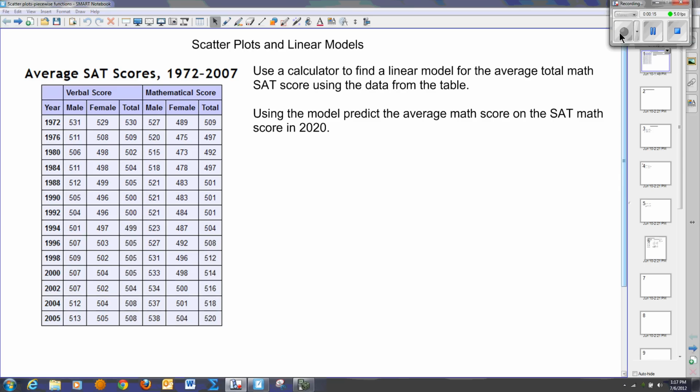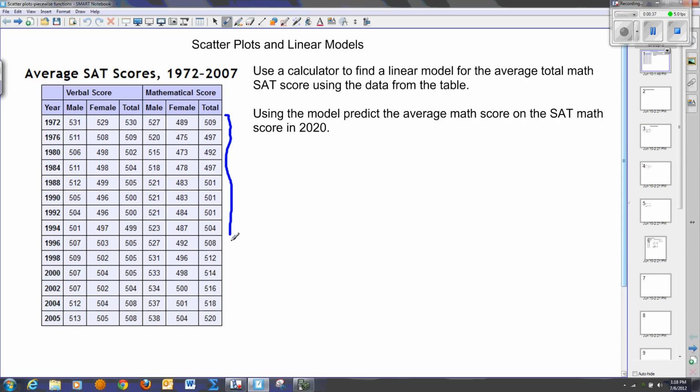All right. The problem asks us to use a calculator to find a linear model for the average total math SAT score using the table value over to the left. Now, as you can see in this table, all your total math scores are right on the right-hand side of that table, so they all exist right here.